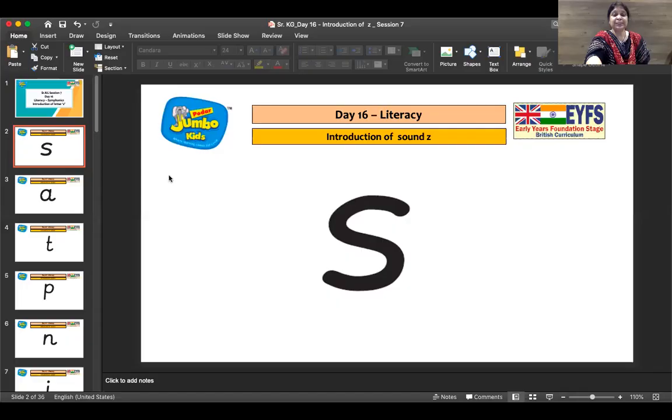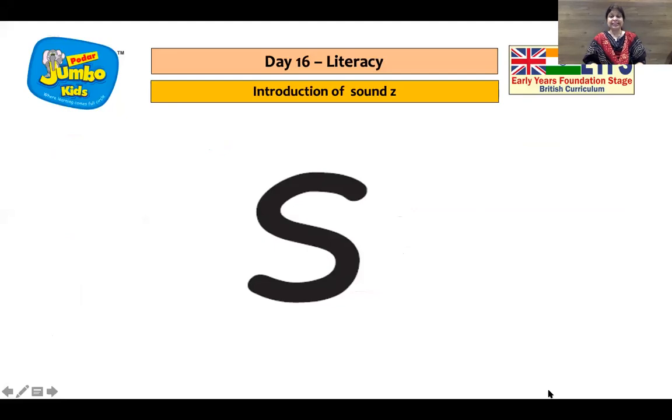So first we do the sound drill and we are going to revise the sounds for all the letters that we learned till now. And here is the first letter. So you're going to tell me the name of the letter along with the sound and action. So the first letter that you can see is letter S. S says. Superb. Now let's see the next letter.